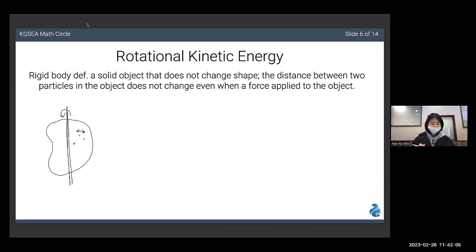So instead of looking at this rigid body from the side, if we decide to look at this rigid body from the top, like this, then we can see that actually the movement of the particles is the same as circular motion. So mass here would be going this way as this axis of rotation is also spinning around.